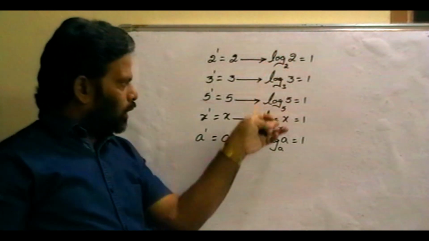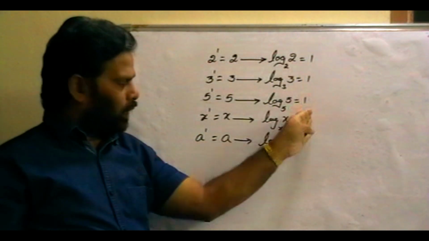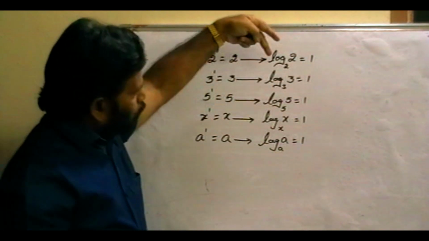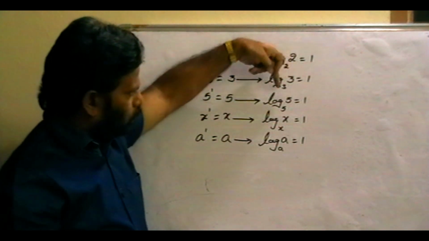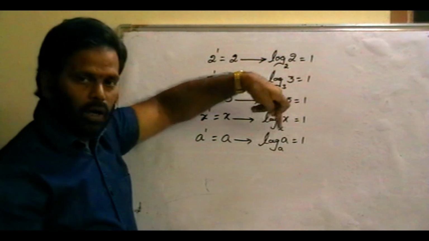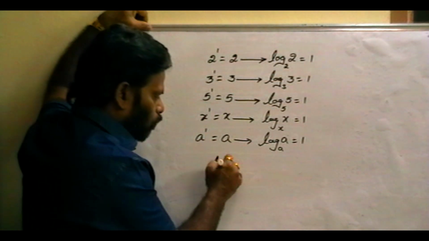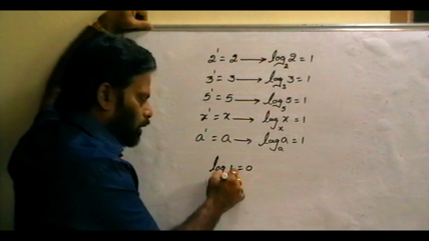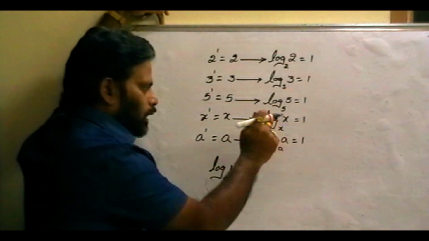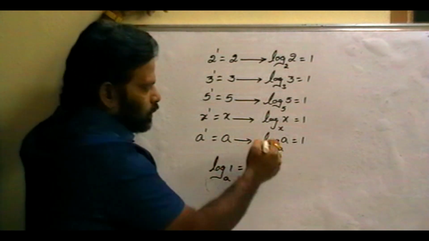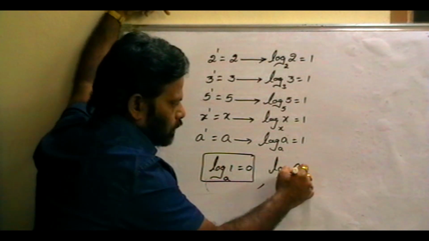See, we'll get some logarithm values, and the values are only 1. Now, when the logarithm's value and its base are the same, log 2 base 2, log 3 base 3, log 5 base 5, log x base x, log a base a is equal to 1 only. But log 1 is equal to 0 to any base. Why? Because anything power 0 is equal to 1. Here the base anything power 1 is equal to the same thing. That means therefore one more formula: log a to the base a is equal to 1.